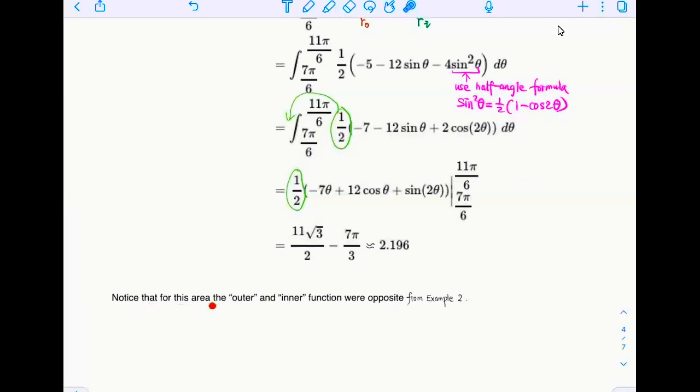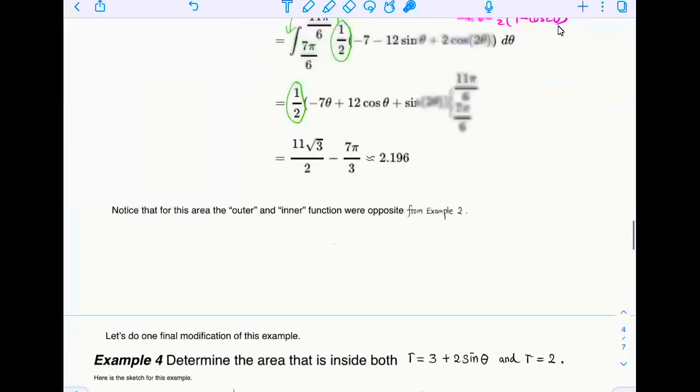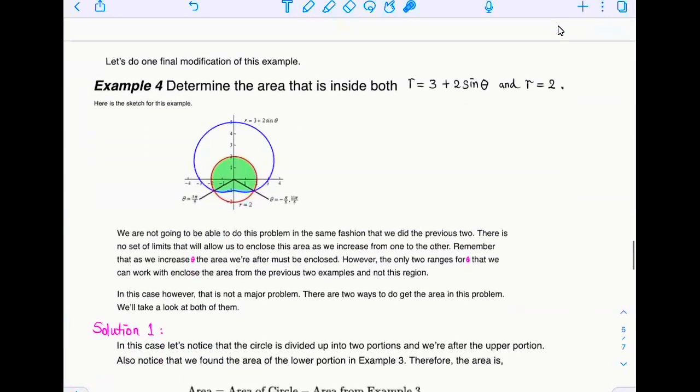Notice that for this area, the outer and inner functions were opposite. They switch from the last example. So you have to be careful. Sometimes it's outside of which, inside of which. You have to make sure you get it right, otherwise you get a different area. Okay, now let's look at the next example.